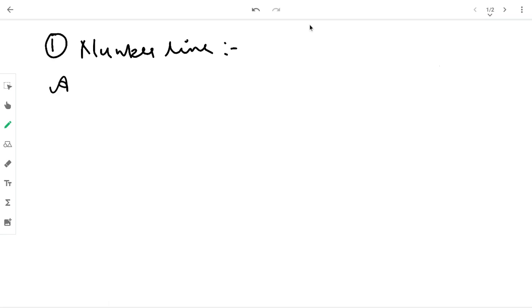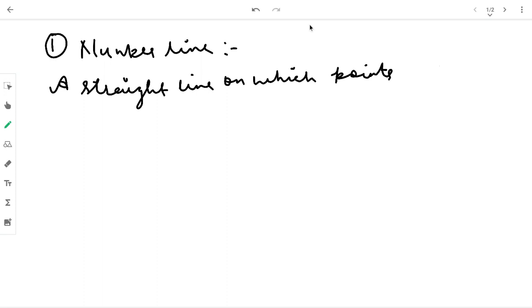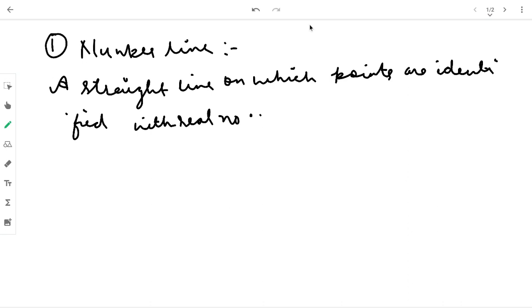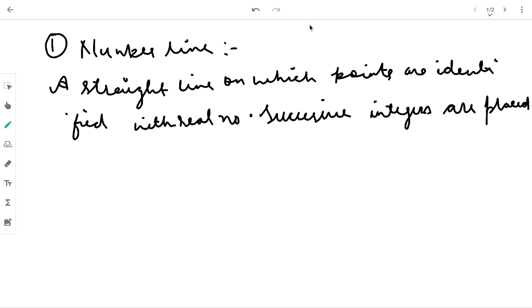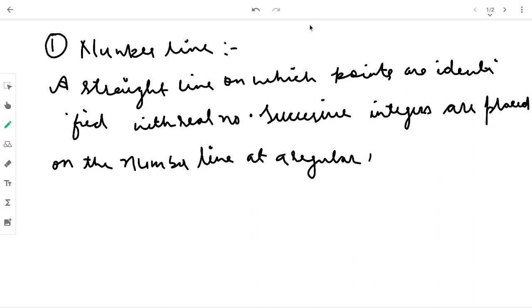A straight line on which points are identified with real numbers. Next, successive integers are placed on the number line at regular intervals.